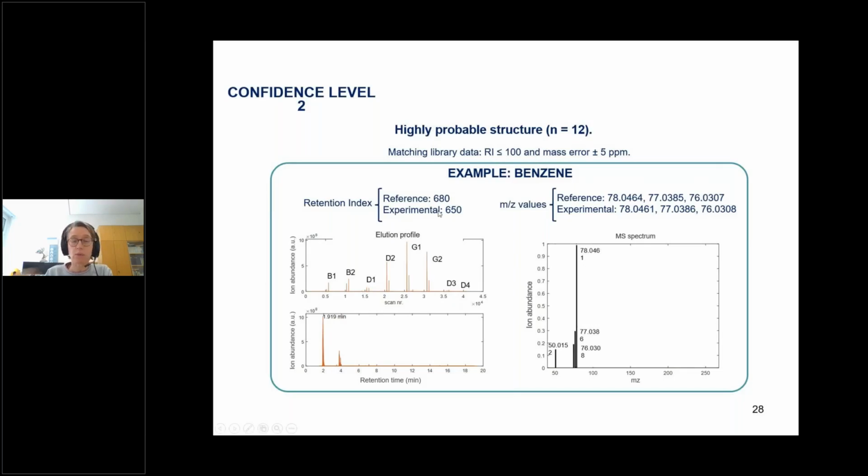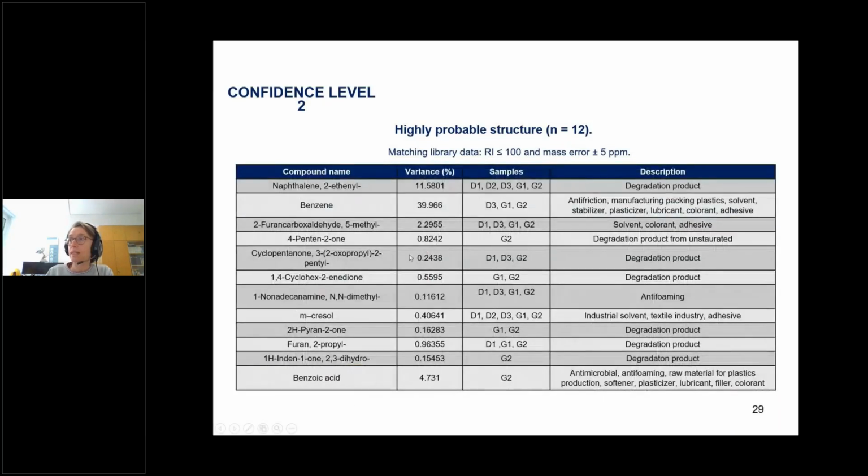So these are compounds that we can search with a library search. We have the retention index, the MZs, we have the spectra, and then we can identify them as, for instance, this list in here with a very low variance. This indicates the compounds that have been identified in the samples, and this is a description of the different compounds identified.